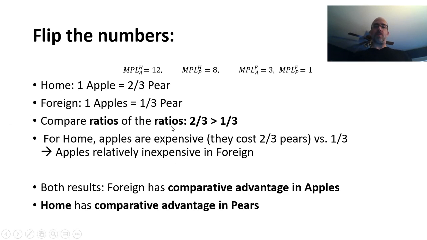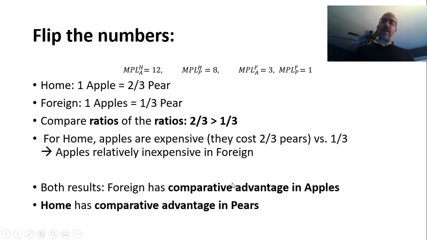Okay, we can flip the numbers more. Again, I just flipped it in terms of instead of being one pear, this is one apple, but the same thing. 2/3 is greater than 1/3. All right, so again, looking at it this way, apples are expensive. They cost 2/3 of a pear at home, and they're cheaper in foreign. Okay, apples cost less in foreign. All the different ways of looking at this tell you the same thing.